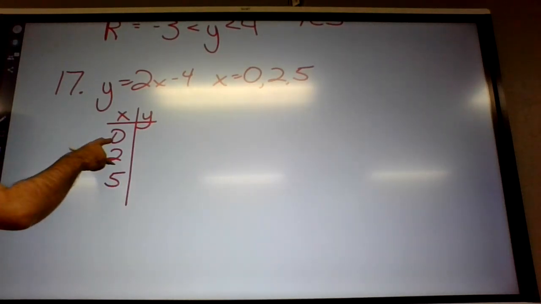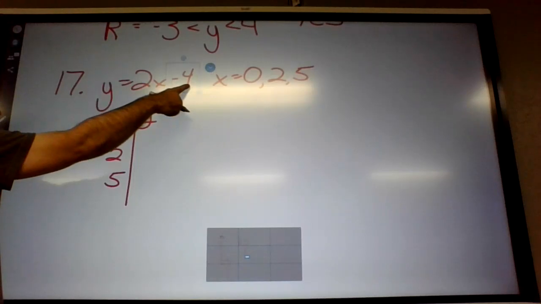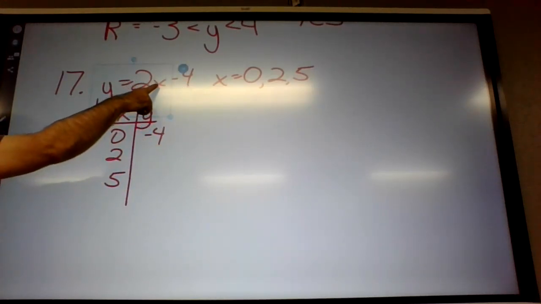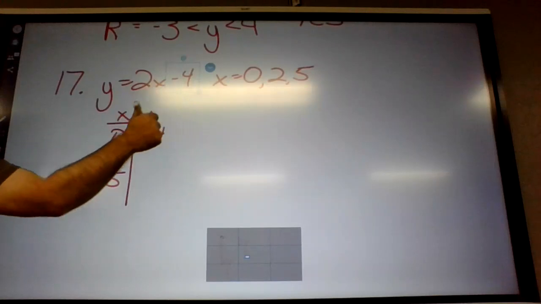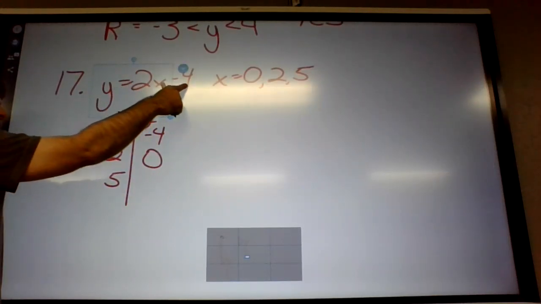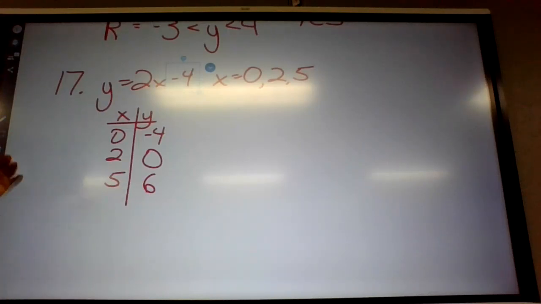Okay, these are the x values. This is the domain. 2 times 0 minus 4. Negative 4. And then 2 times 2 minus 4. And then the 5, 2 times 5 minus 4. 6. I probably should have switched to graph paper, I just realized. You guys got the table copied down? Because it's about to go bye-bye.